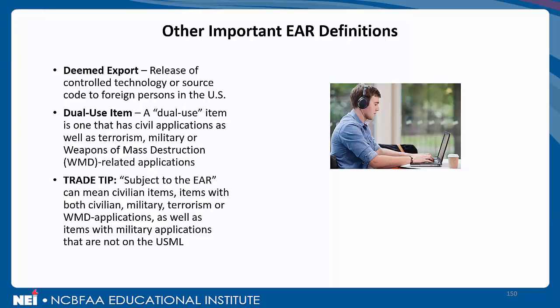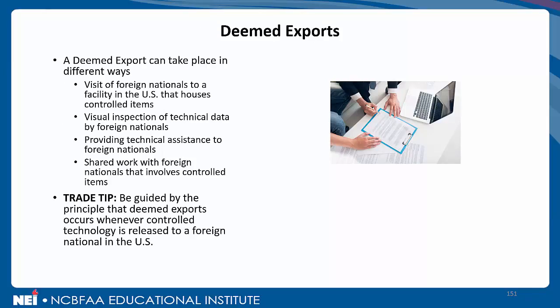Now, as a trade tip, we want to point out that subject to the EAR can mean civilian items, items with both civilian, military, terrorism, or WMD applications, as well as items with military applications that are not on the USML. This is an all-encompassing representation of the meaning of dual-use item, and also helps us to point out that we want to be sure that goods are subject to the EAR and not subject to other government agencies. And finally, goods that may have been moved from the USML to the CCL as part of the Export Control Reform Initiative. Let's go into a little bit more detail on deemed exports.